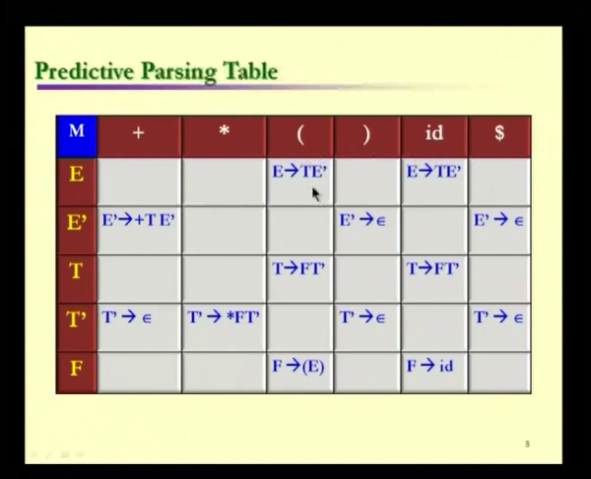So now we have applied rule number 2 of the predictive parsing table construction algorithm to the very first production. As a result of that, we have made two entries into the parsing table, one in E comma opening bracket and another one in E comma ID.